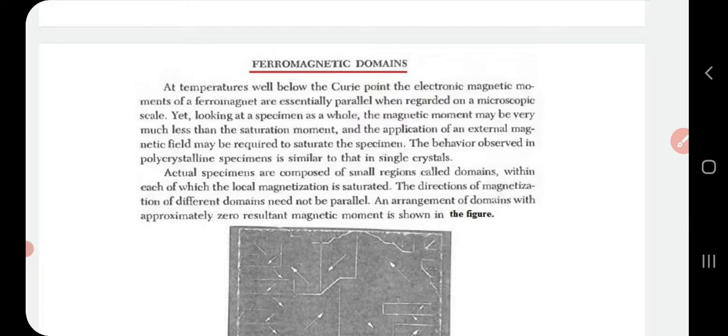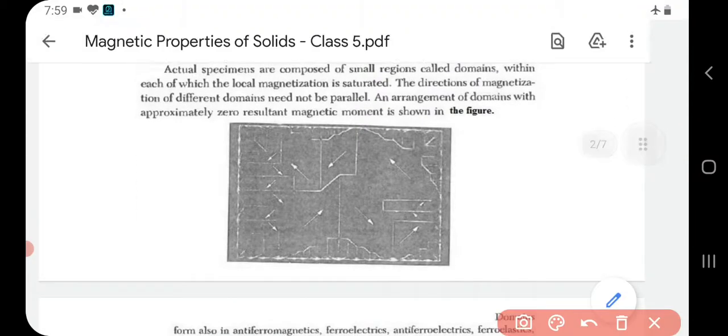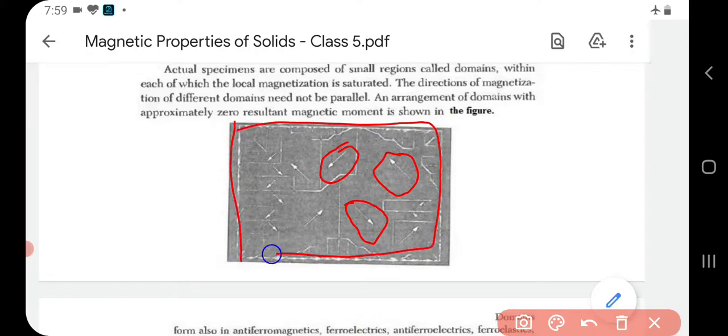Now, an arrangement of domains with approximately zero resultant magnetic moment is shown in this figure. See, here the magnetic moments are aligned in different directions. One is aligned in this direction, the other in this direction, this one in this direction. So all of these magnetic moments are arranged in different directions. That means they are all in random orientation. So what will be the resultant magnetic moment? Definitely it will be zero. So this is just an example of a domain.